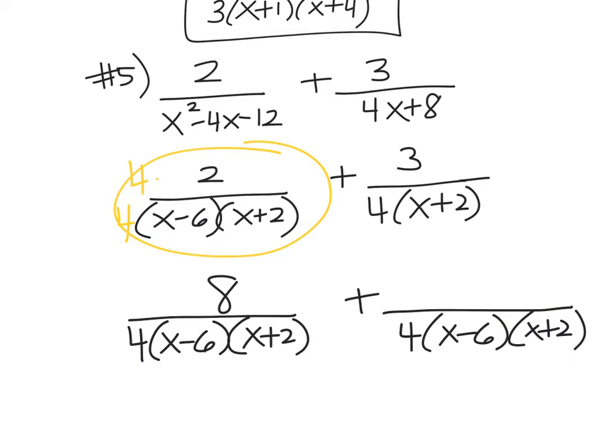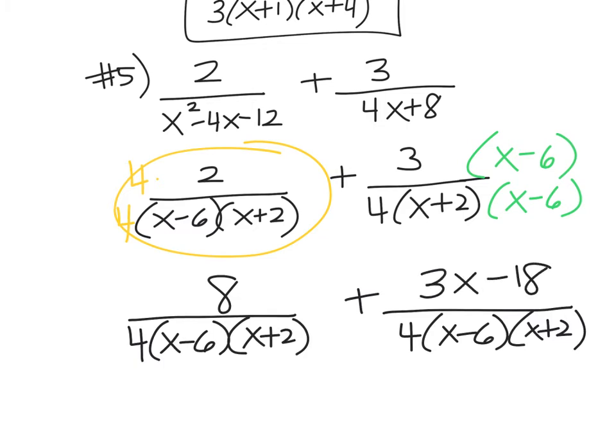Over here, I have the 4 and I have the x plus 2. Yes, I'm missing an x minus 6. X minus 6. And let's go ahead and distribute at that time too, just to save us. Perfect. 3x minus 18. Okay.